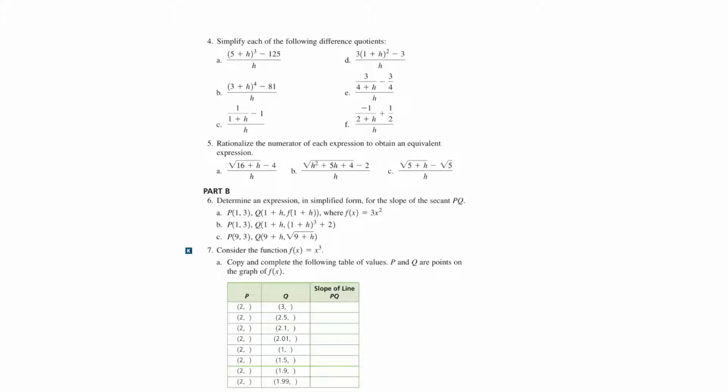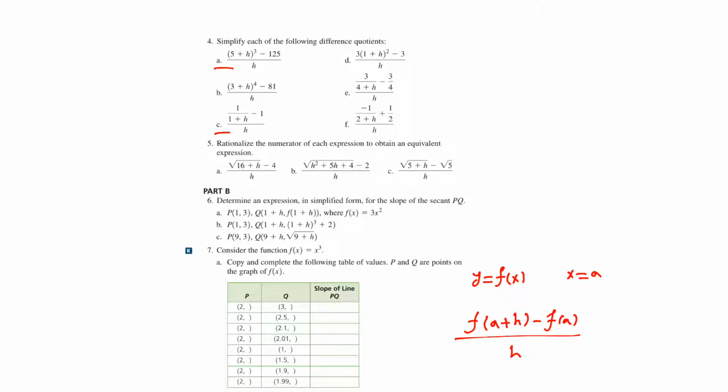First question is question number 4. Simplify each of the following difference quotients. Parts A and C were assigned last session. f(a + h) - f(a) over h is called the difference quotient of the function y = f(x) at x = a.